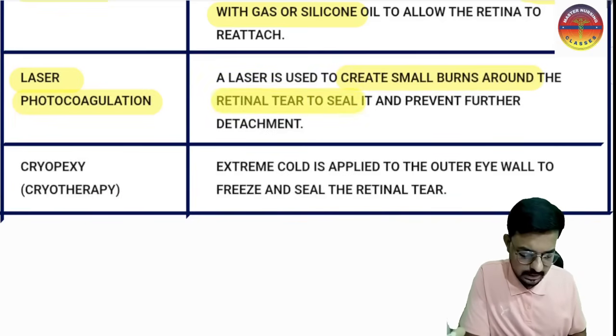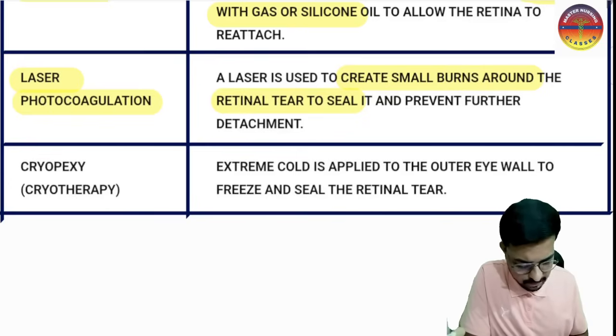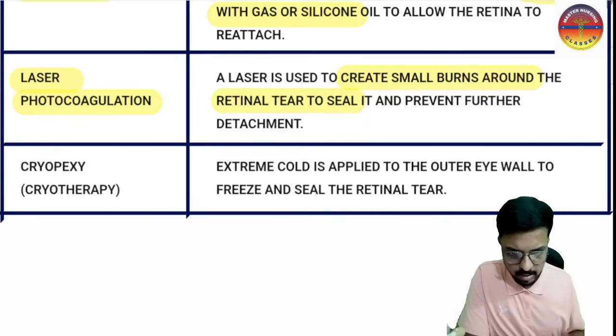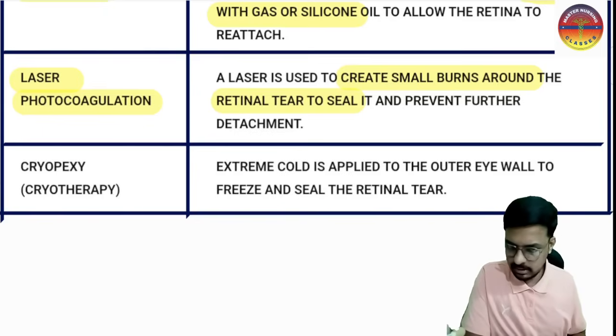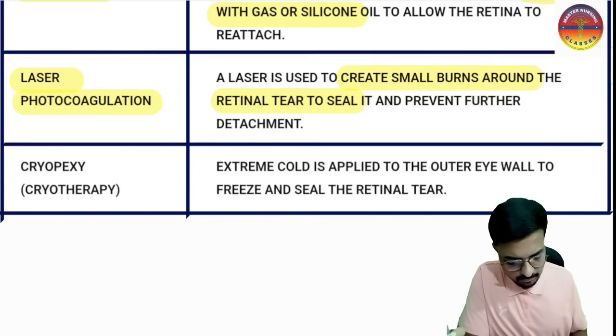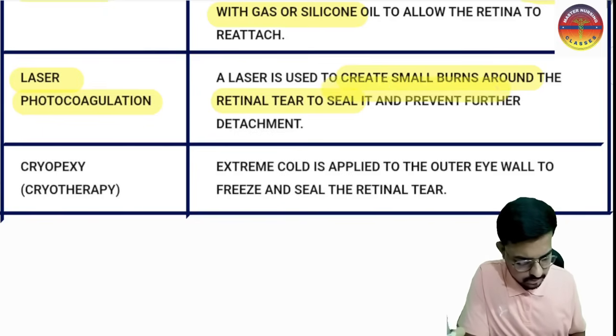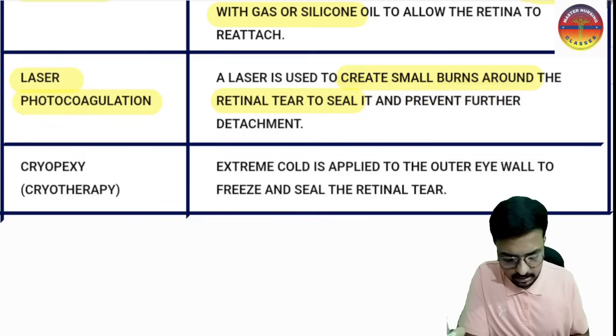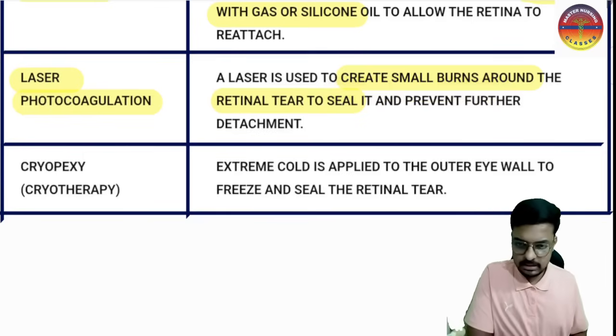So where there is a tear, in that particular area we are creating a small burn, which causes inflammation, and adhesion will happen. So for a retinal tear, in that particular area we are creating a small burn. This is helpful for the reattachment of the retina. So that's our laser photocoagulation.